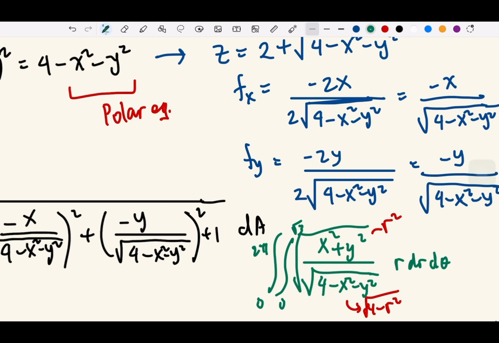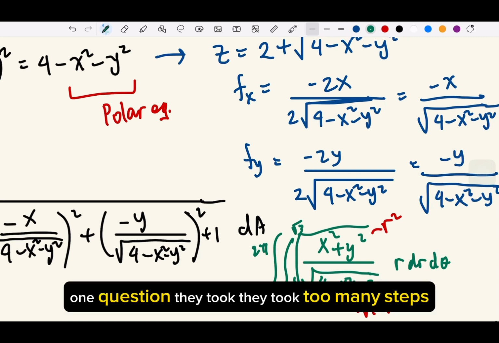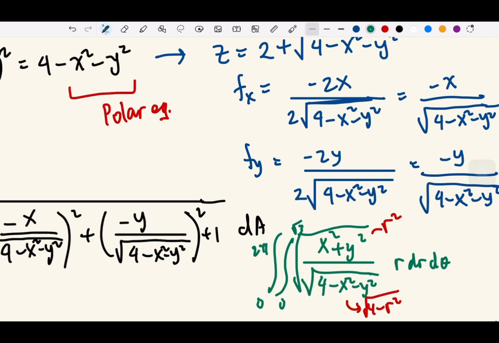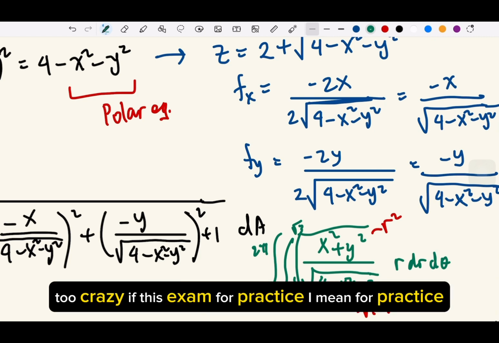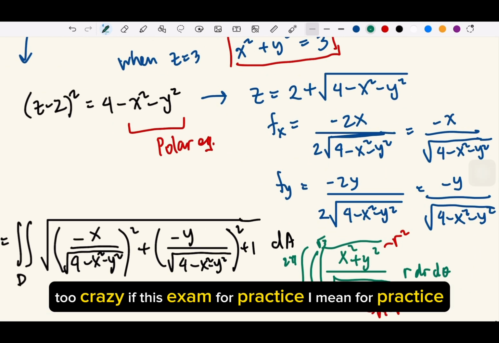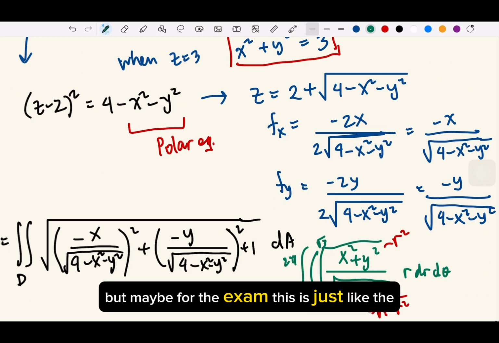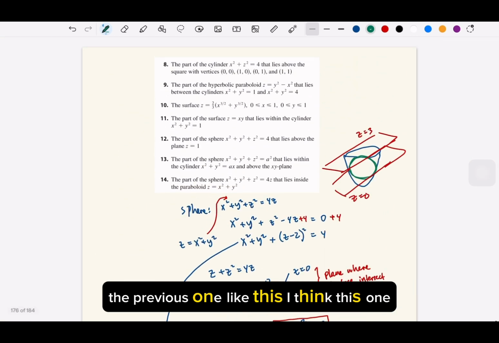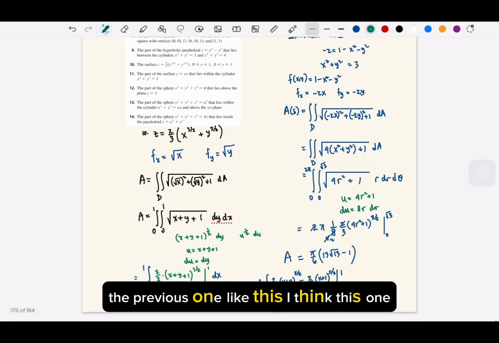This is going to be this hard. Probably one question takes too much time. Yeah, too crazy for an exam. For practice, okay, for practice. But maybe for the exam, this is just like the previous one.